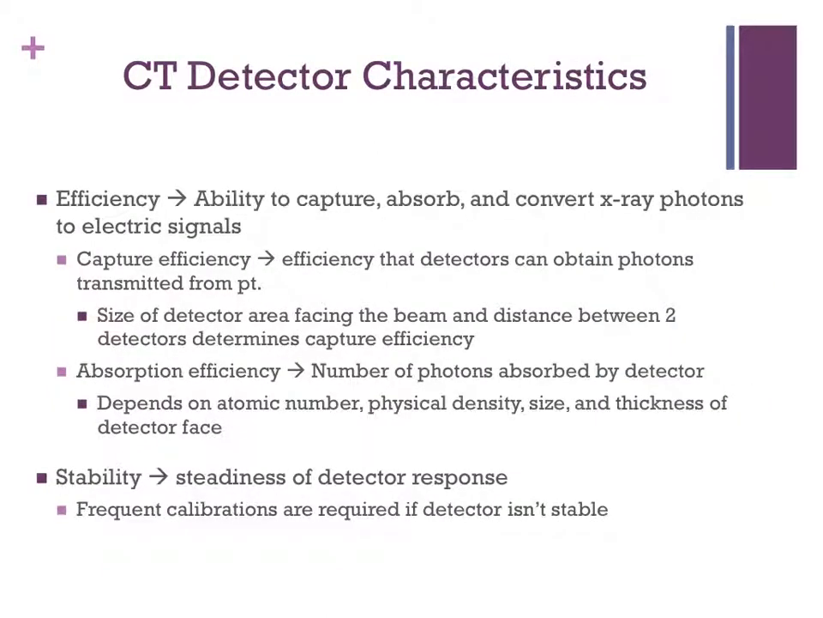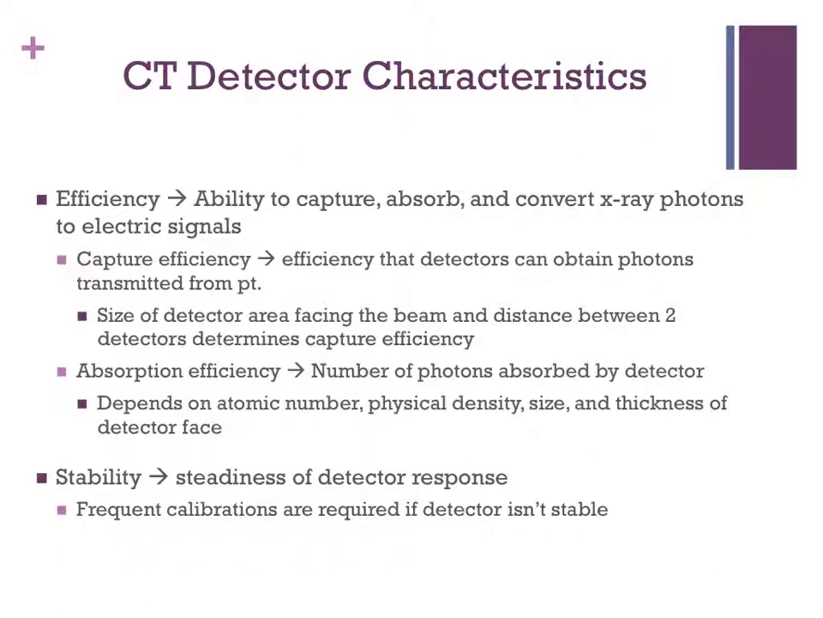CT detectors capture the radiation beam from the patient and convert it into electric signals, and they are then converted into binary coded information. Detectors have many characteristics that are essential for CT image production that affect good image quality, such as efficiency, response time, dynamic range, accuracy, stability, resolution, crosstalk, and afterglow.